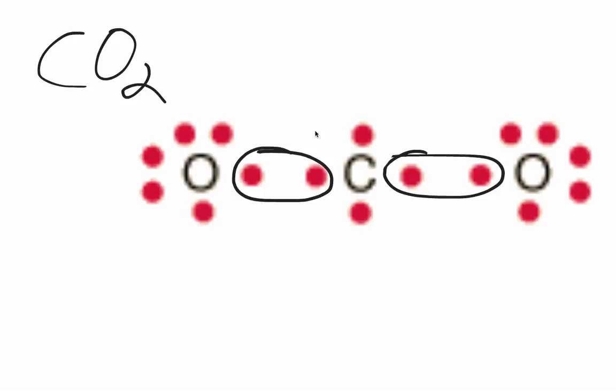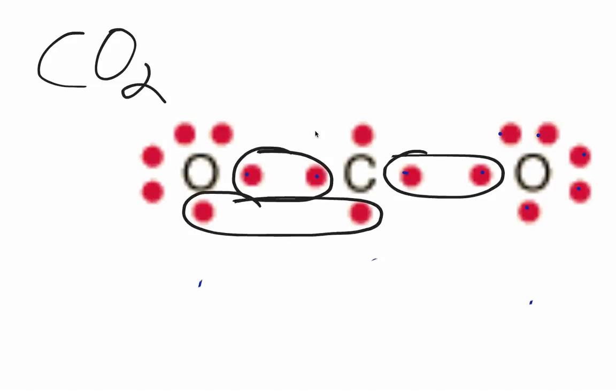So it can share a pair on each side, but notice they're not happy. 1, 2, 3, 4, 5 on oxygen, plus a shared pair, 7. Carbon has 1, 2, 3, 4 in its shared pairs, and 2 lone pairs, that's 6. And this oxygen also has 7, so that does not work. Well, we'll have to try something else. I'm going to leave those bonds. I'm going to try sharing one more pair over here.